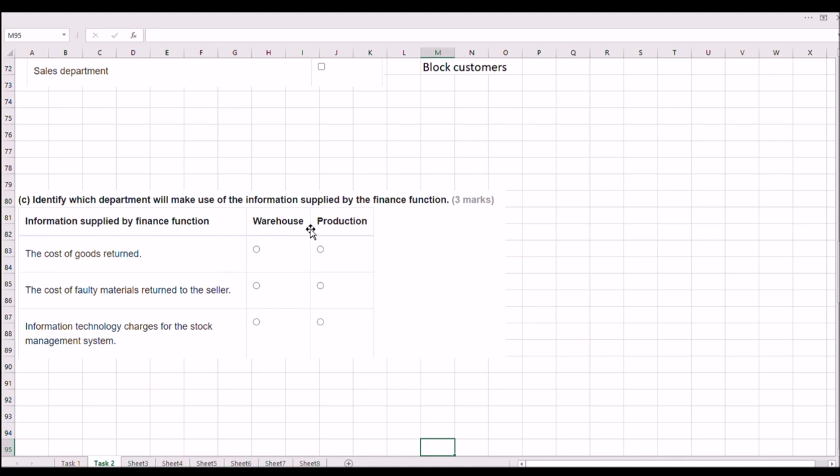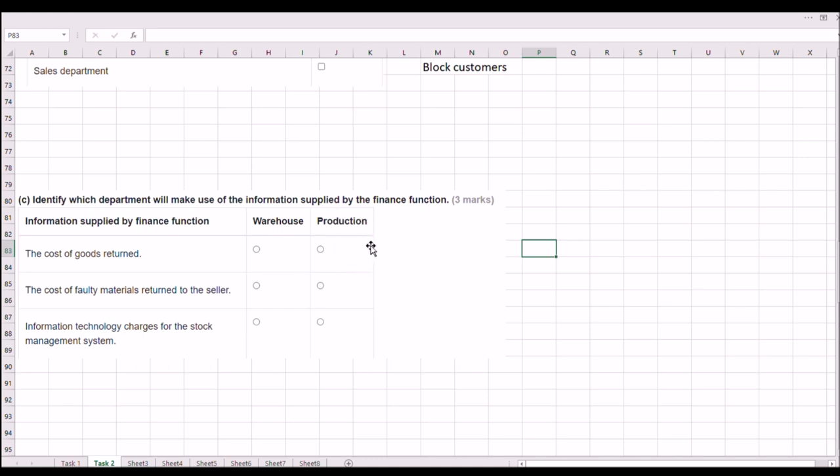Right, identify which department will make use of information supplied by the finance function. So this is going to be very much a roll with it question, because again, we're making a statement, and it's going to be one or the other, even though you can always make an argument for the other. So let's go, the costs of goods returned. Now, in reality, the warehouse department will need this information, because they'll need it to work out stock figures. But the ones that really need this more would be the production department.